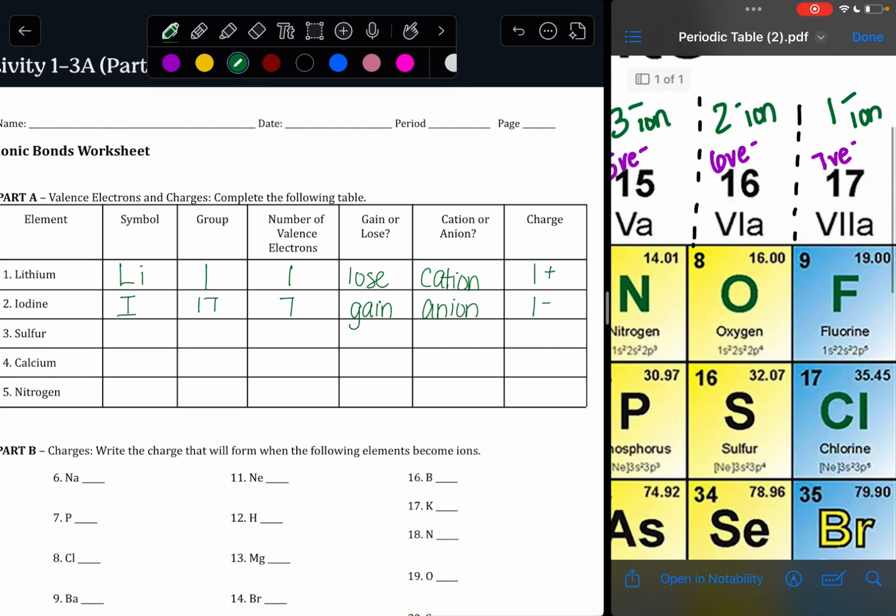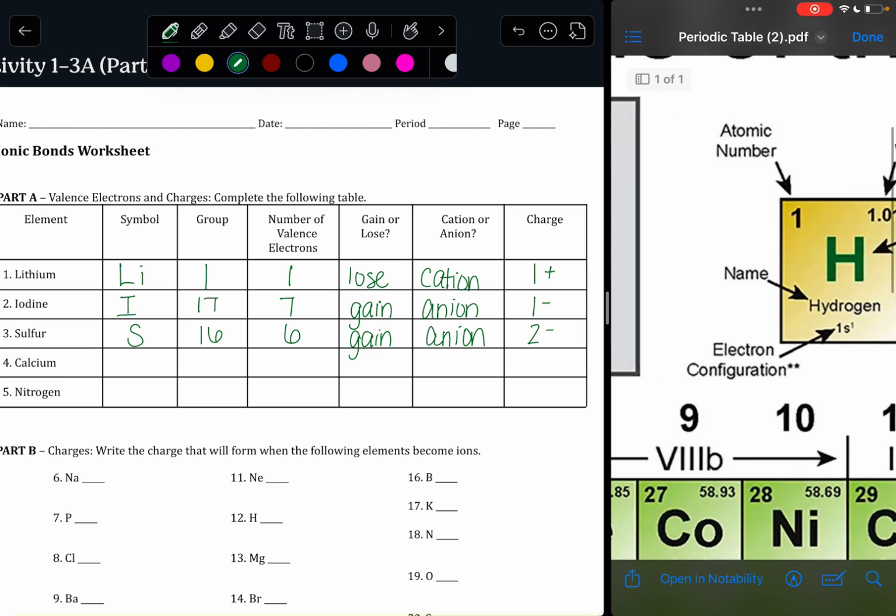Sulfur is right here at number 16. Sulfur's symbol is a capital S. If I look to the top of my column, sulfur is in group 16. If it's in group 16, we have on our periodic table, that means it has 6 valence electrons. If it has 6 valence electrons, it is going to be much easier to get to a full orbital to gain, and it's going to gain 2 electrons, which means it's going to end up with a 2- charge. And if it's gaining electrons, if it's going to be a negatively charged ion, that is an anion.